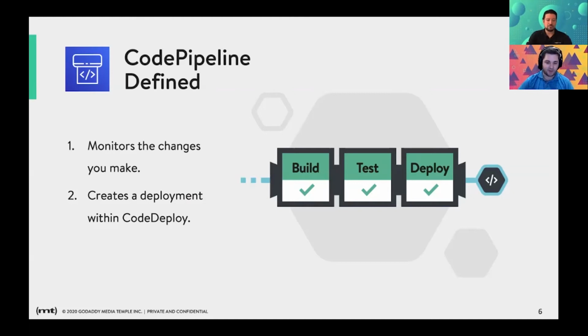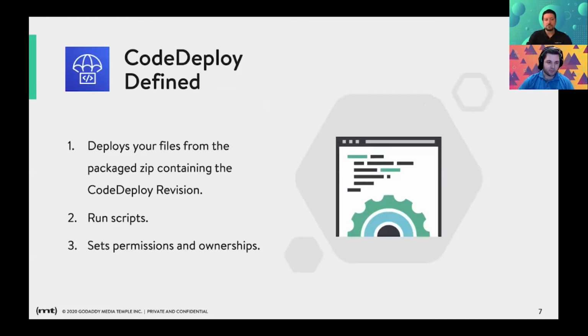I also wanted to talk about CodeDeploy a little bit. So CodePipeline is what monitors for changes and basically bundles up all of your content. CodeDeploy is what takes all that content and deploys it to the machines. So CodeDeploy at a high level performs three distinct functionalities. It deploys the code to your server from the zip revisions that CodePipeline creates.